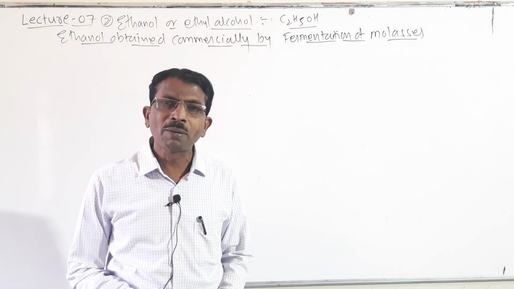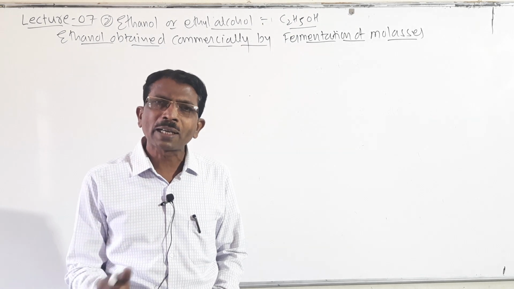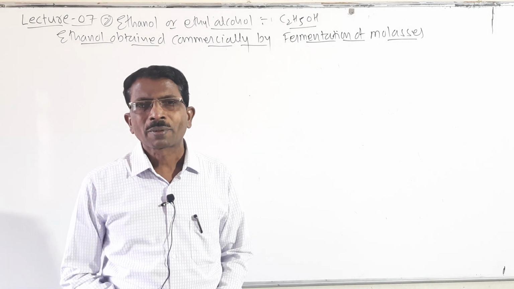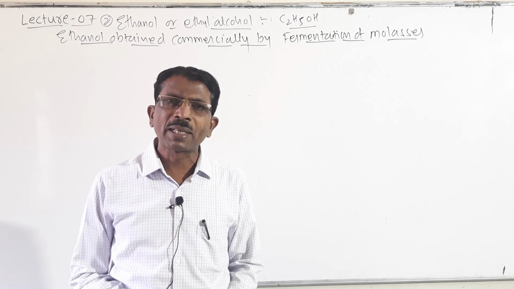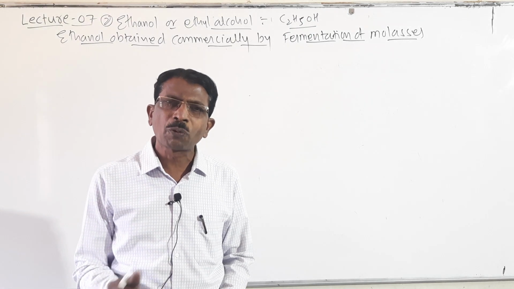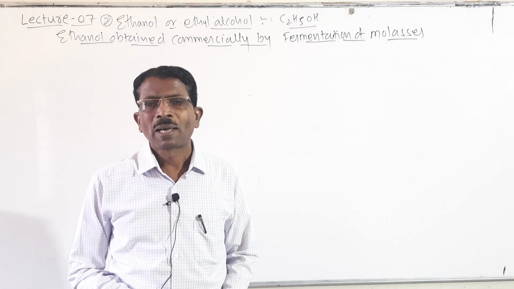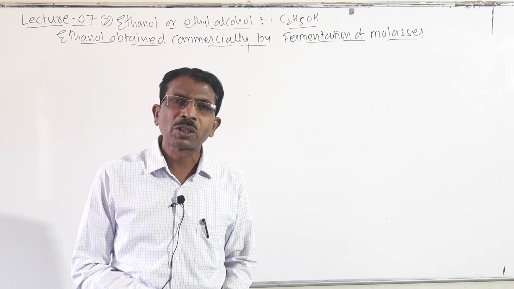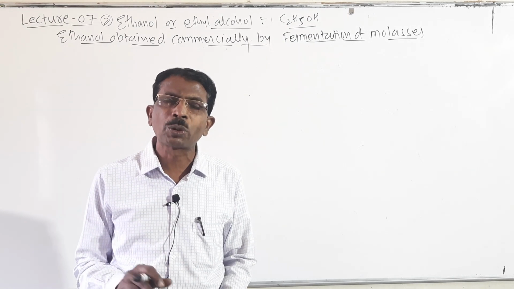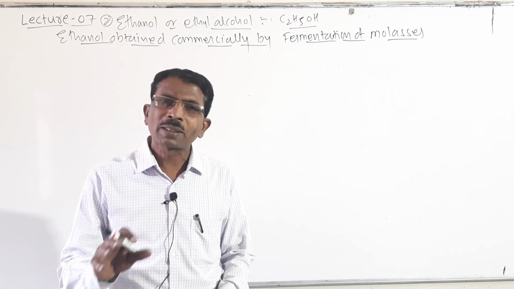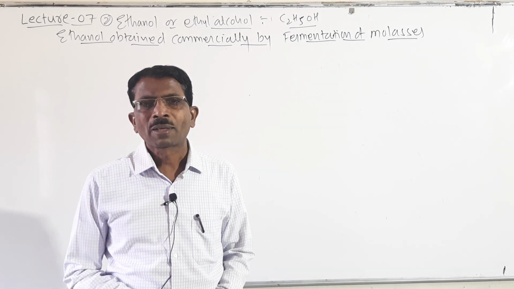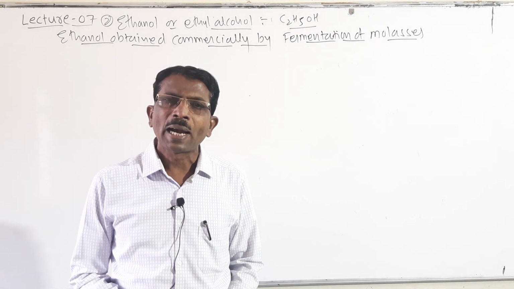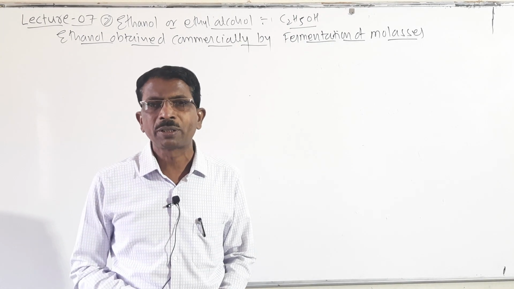Then the enzyme invertase, which is present in the yeast, catalyzes the hydrolysis of sucrose into glucose and fructose. After that another enzyme, zymase, decomposes the glucose and fructose into ethyl alcohol. Then this is called wash or wort. It contains only 6 to 10% alcohol and it is subjected to fractional distillation. Then you will get 95.5% alcohol plus 4.5% water, and this mixture is called rectified spirit.